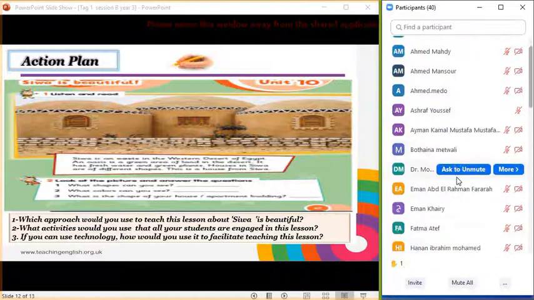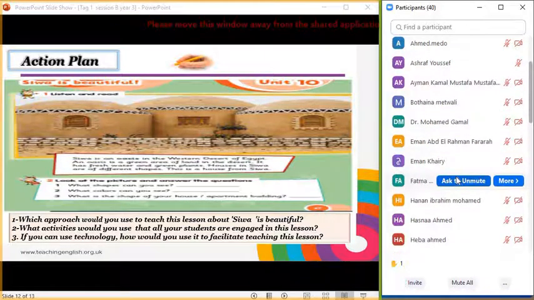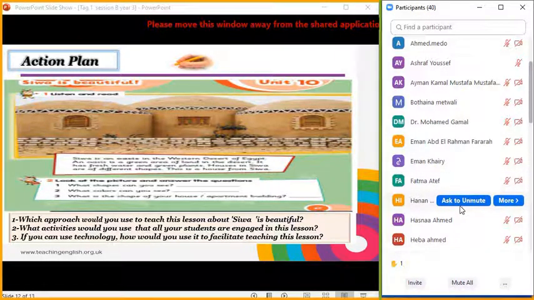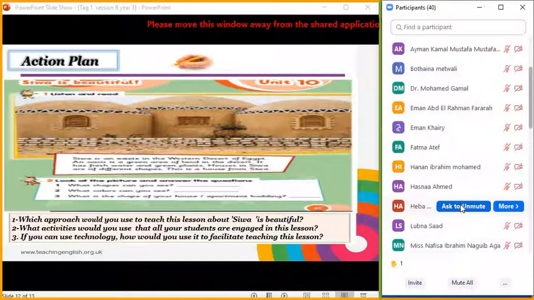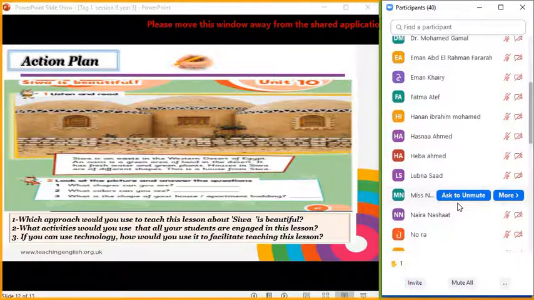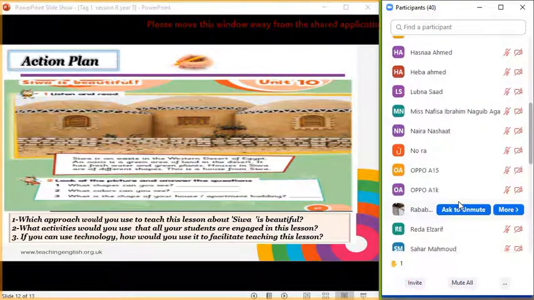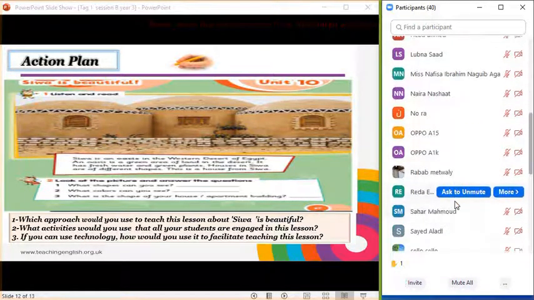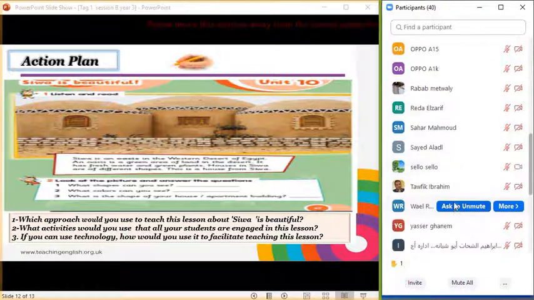Another one who can give us their opinion. Miss Soha, raise your hand. Do you want to speak, Miss Soha? Miss Hanan Ibrahim Muhammad, do you want to speak? Miss Busaina? Miss Lubna Said? Miss Nafisa? Miss Nayura Nashat? Yes, go on, Miss Soha. We hear you.